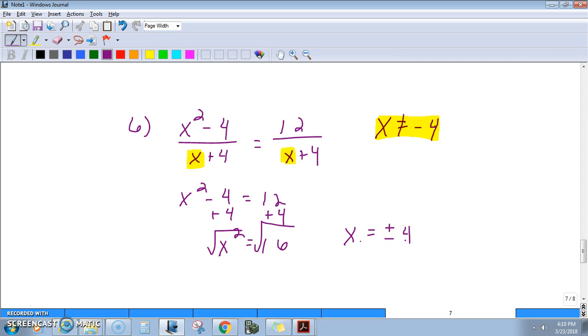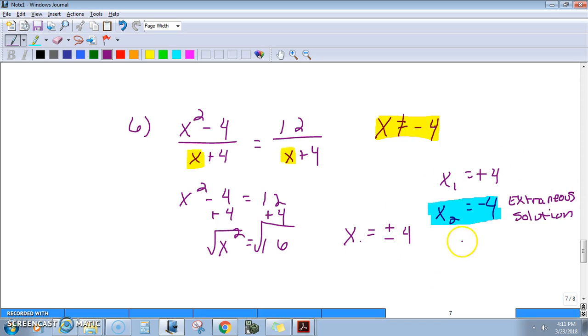So there are 2 answers, right? We have x1 is equal to positive 4 and x2 is equal to negative 4. But have you guys noticed something? x can never be negative 4, but we got it anyway, didn't we? What that means is, do you remember the word? Since x equals negative 4 is an answer that we got, what type of answer is it? It's an extraneous solution. I think that's how you spell it, solution.